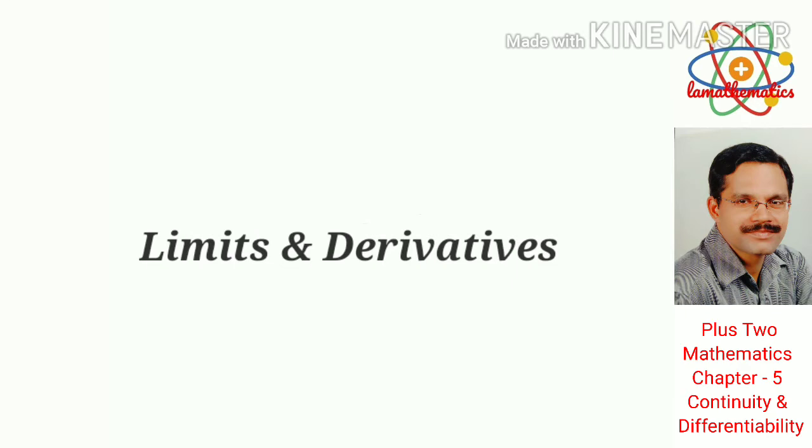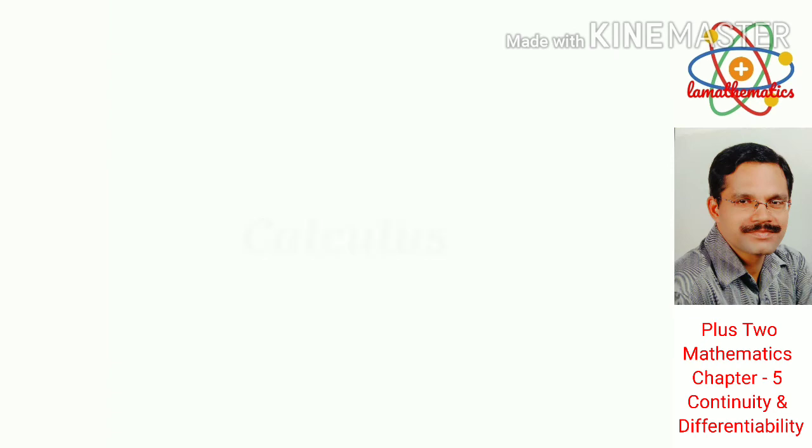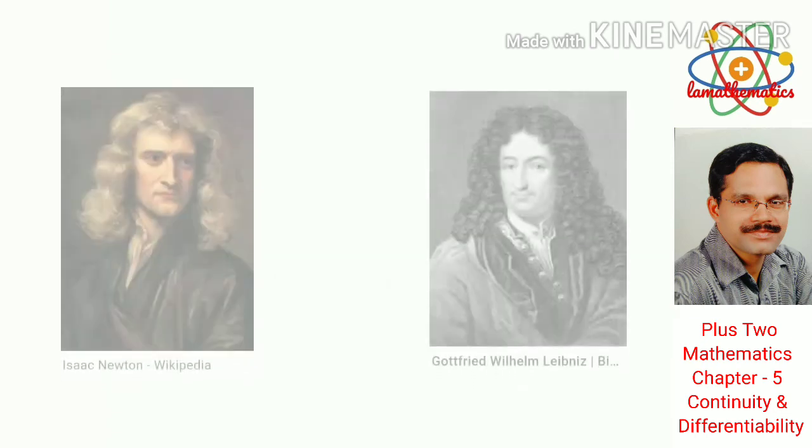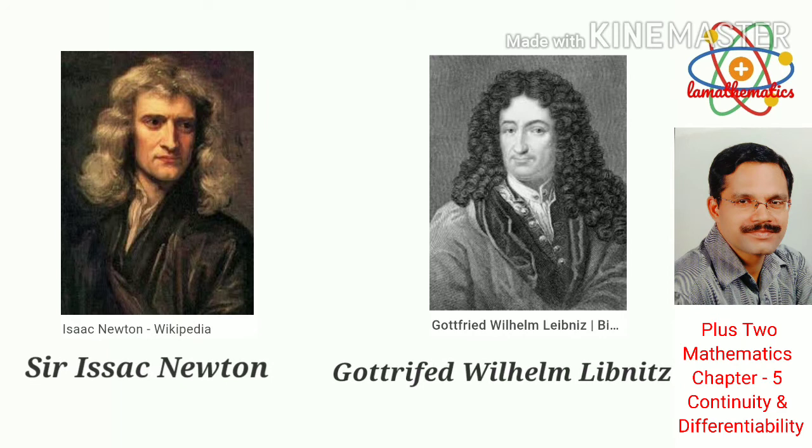This chapter is from calculus, which was invented by the famous scientist and mathematician Sir Isaac Newton and Gottfried Wilhelm Leibniz in the 17th century. The interesting fact is that Sir Isaac Newton first introduced this, but some months later Leibniz introduced and published this branch independently. That is why we say that both these geniuses invented calculus.